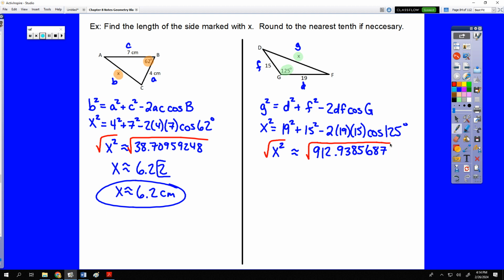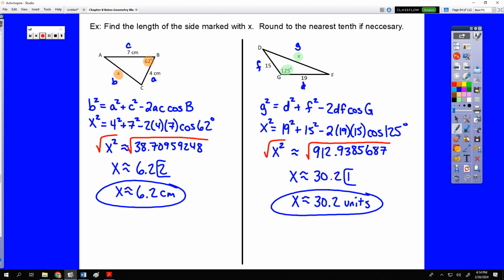Second x squared to get the square root. Second negative to plug in the answer. And we get that x is approximately 30.21, meaning we would round down, or leave the 2 alone. And we are not specifically given the units, so we write the generic 30.2 units.